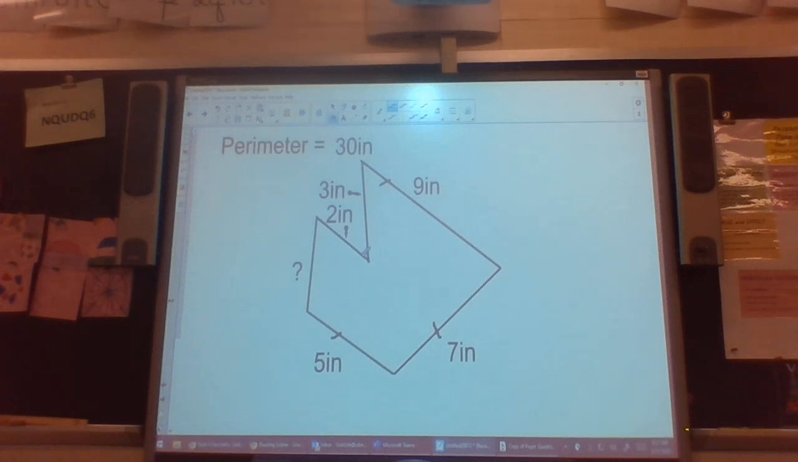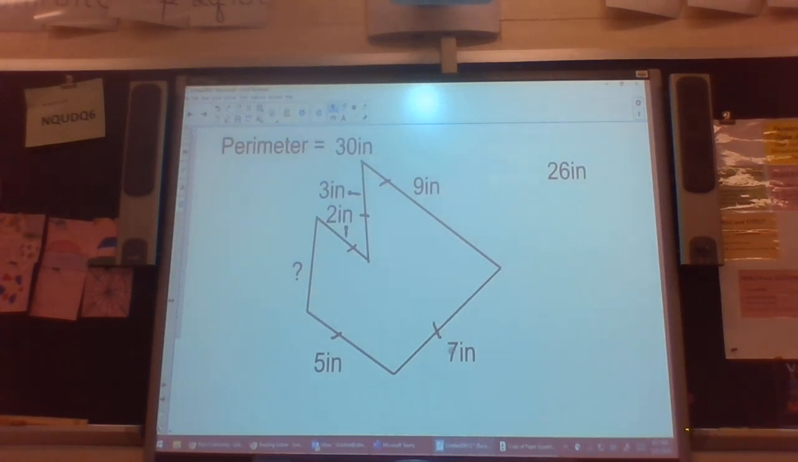This one I don't know. Plus 2 is 23. Plus 3 is 26. So what I know I have is 26 inches. I'm going to drag that over here. And I know my whole perimeter is 30 inches.